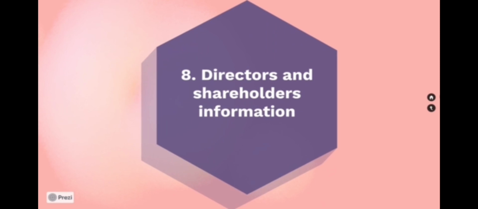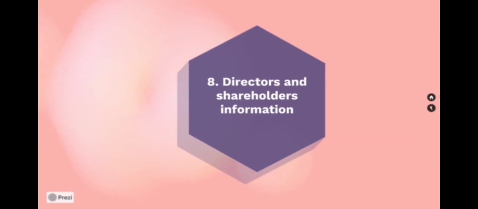Step 8 is directors and shareholders information. Automatically, you are listed as the director and shareholder of the company, but you can also add directors and shareholders in the second step. You need to provide the essential information about the additional company directors and shareholders.